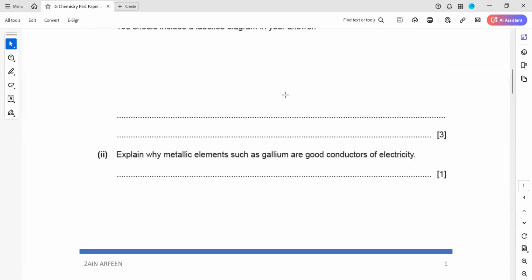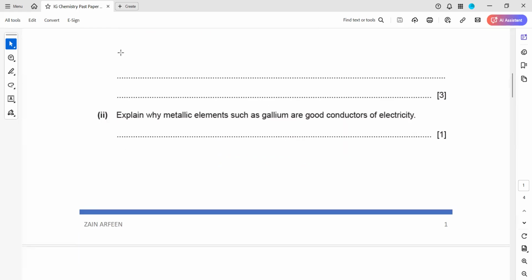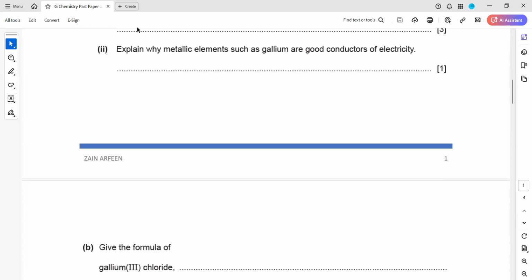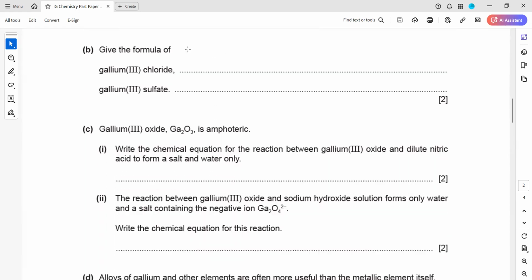The next is why metallic elements such as gallium are good conductors of electricity. Because they have free electrons or delocalized electrons which can move through the structure. That's why all metals are good conductors. The rate of conduction is different. Some metals are much better than others, but they all conduct electricity.